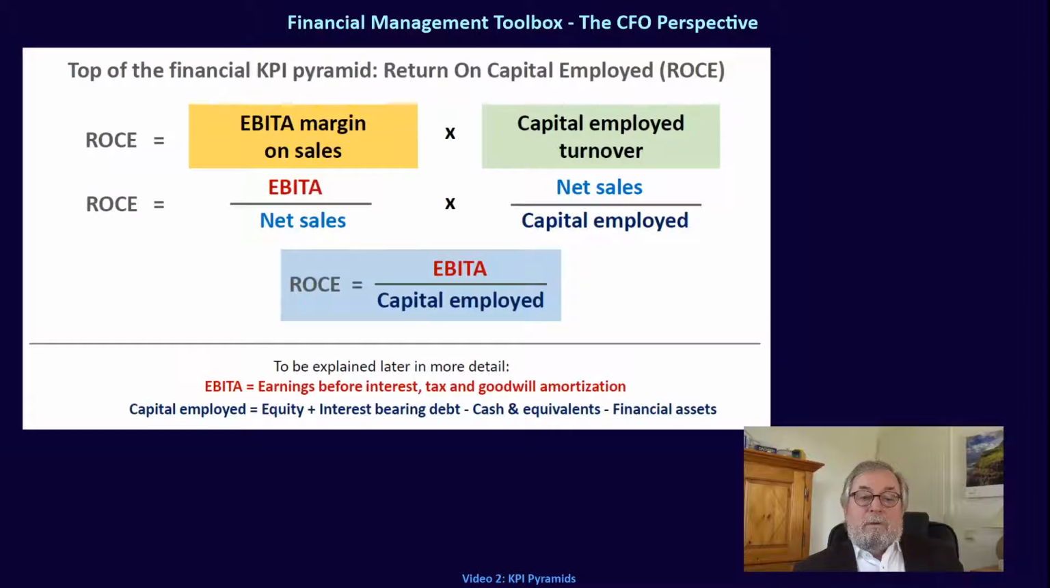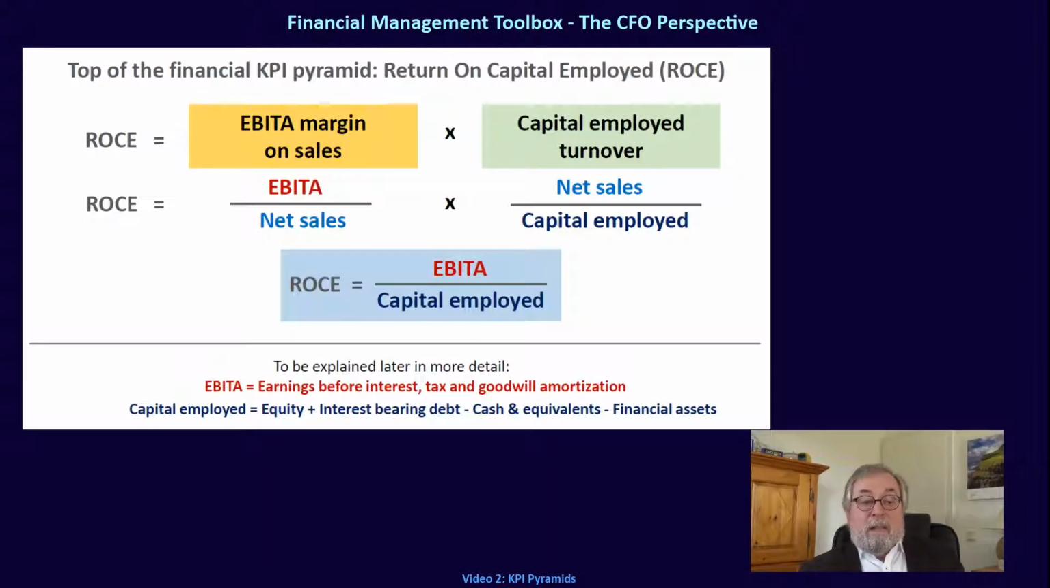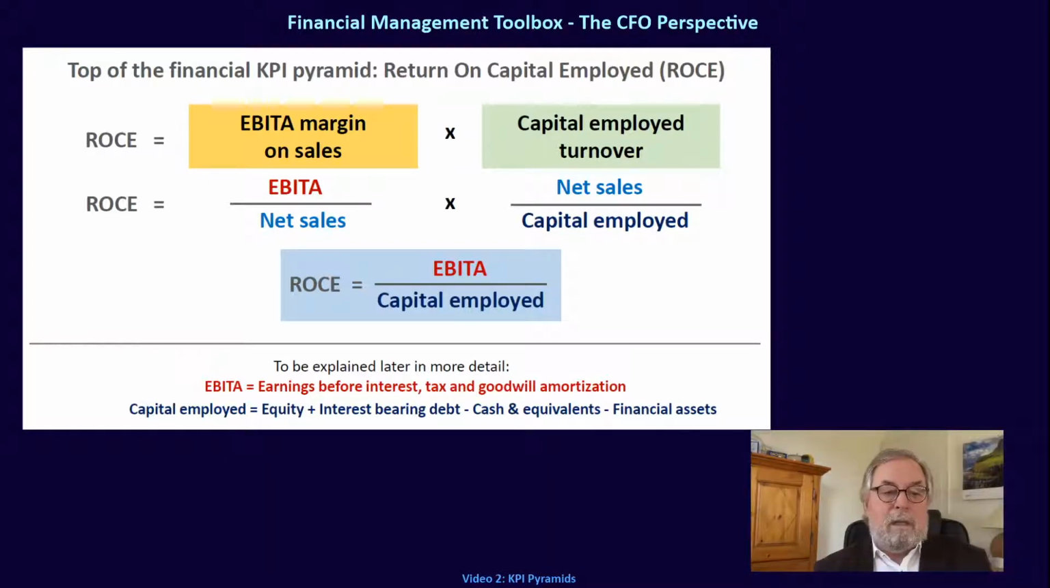The first component of ROCE is the EBITDA margin on net sales, where EBITDA, the earnings before interest, tax and goodwill amortization, is my specific definition of operating income, and the EBITDA margin shows how many cents of operating income remain from €1 of net sales after the deduction of all the operating expenses. This understanding of EBITDA as the operating income is shared by the vast majority of practitioners.